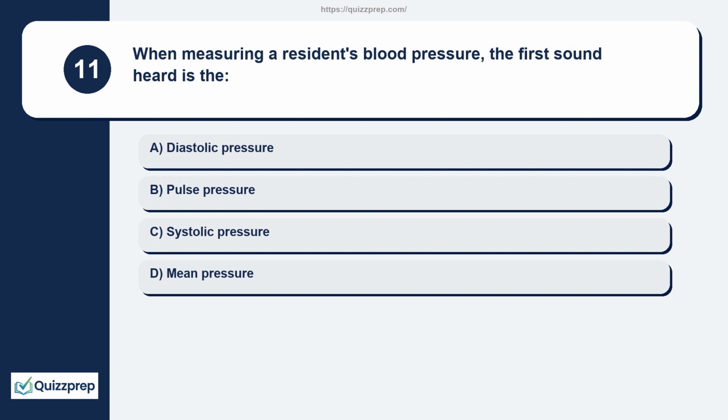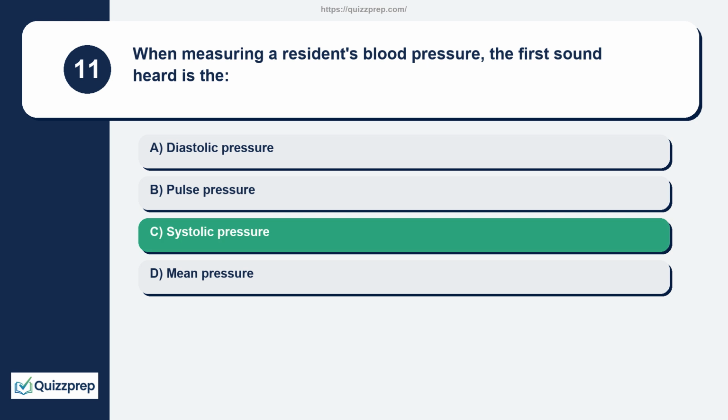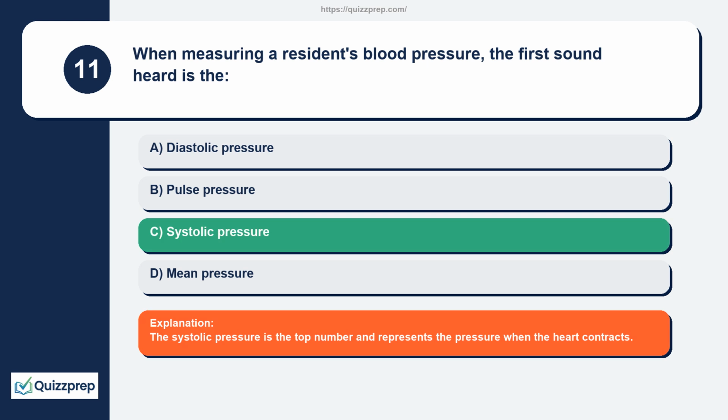Question 11. When measuring a resident's blood pressure, the first sound heard is the diastolic pressure, pulse pressure, systolic pressure, mean pressure. The systolic pressure is the top number and represents the pressure when the heart contracts.